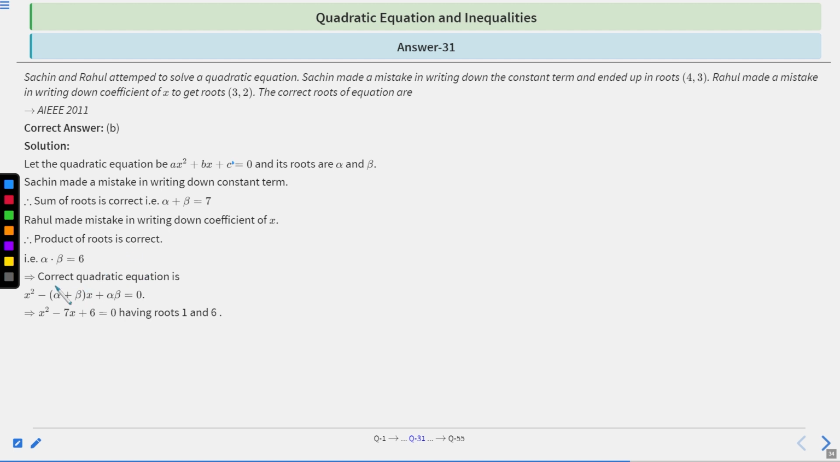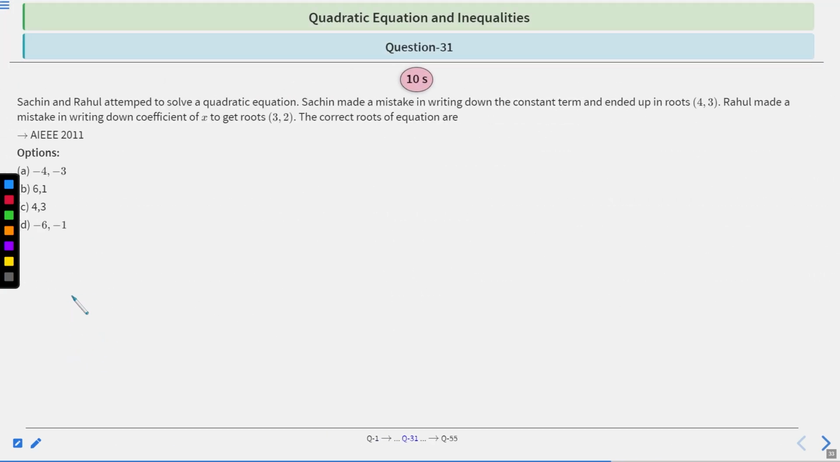So the correct quadratic equation is x square minus alpha plus beta x plus alpha beta equal to 0. Put the value of alpha plus beta and alpha beta. We get the quadratic equation as x square minus 7x plus 6, having roots 1 and 6. So I think option B is the right choice.